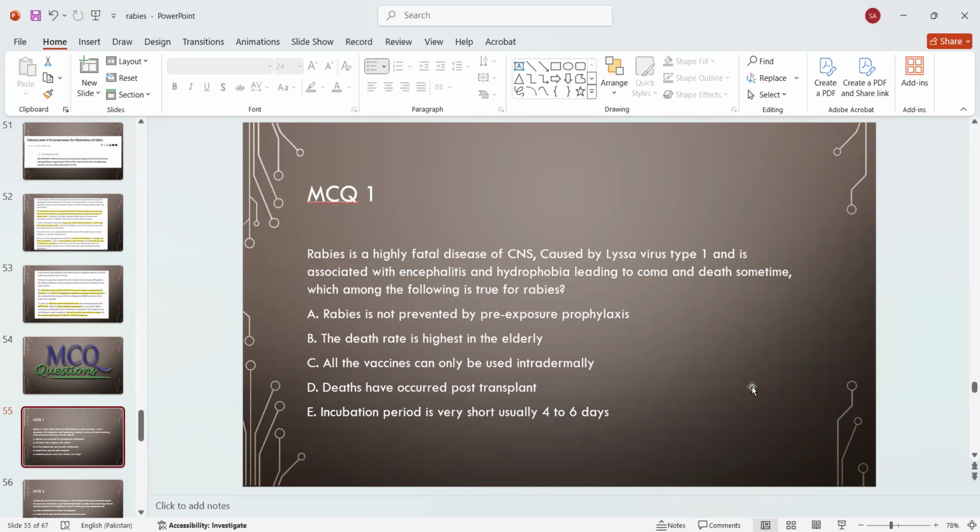A. Rabies is not prevented by pre-exposure prophylaxis. B. The death rate is highest in the elderly. C. All the vaccines can only be used intradermally. D. Deaths have occurred post-transplant. Or E. Incubation period is very short, usually 4 to 6 days. The answer is D. Deaths have occurred post-transplant.